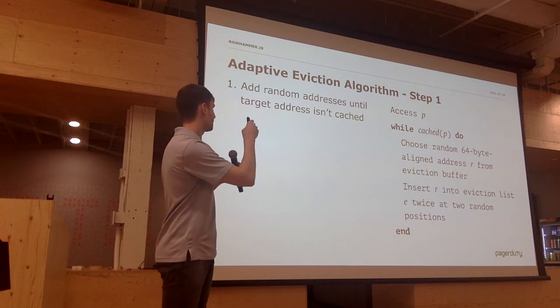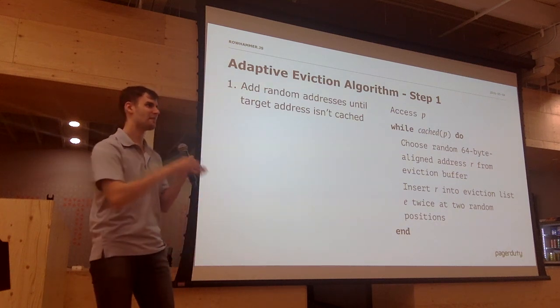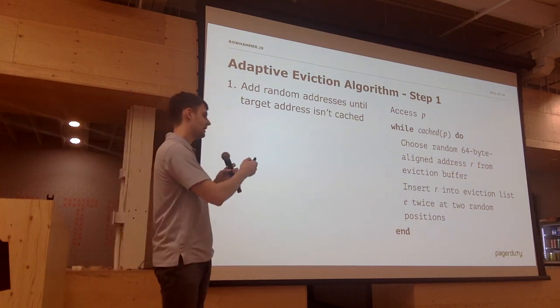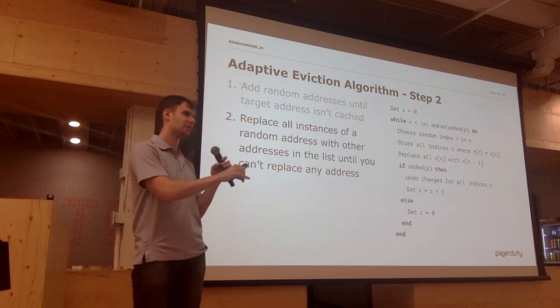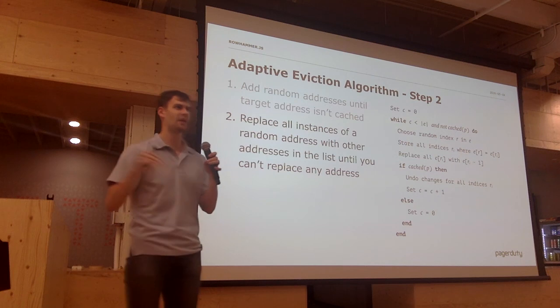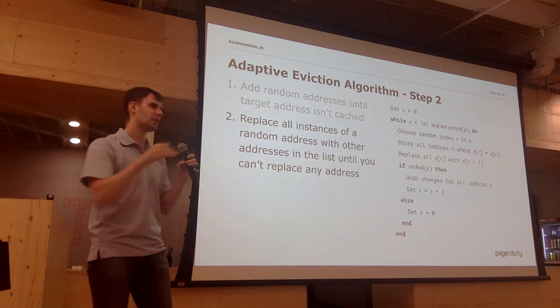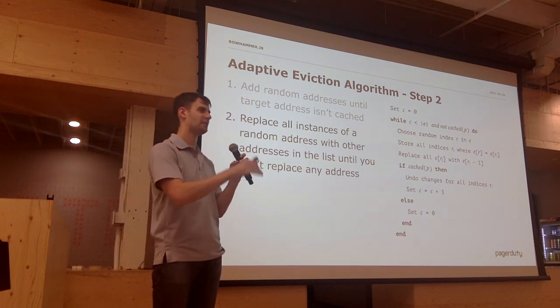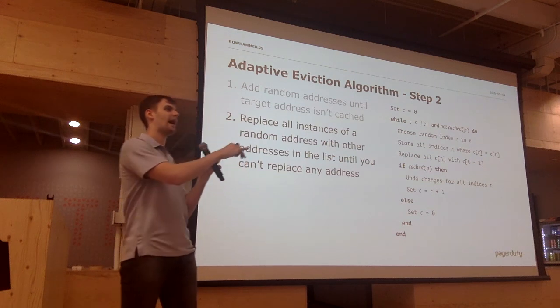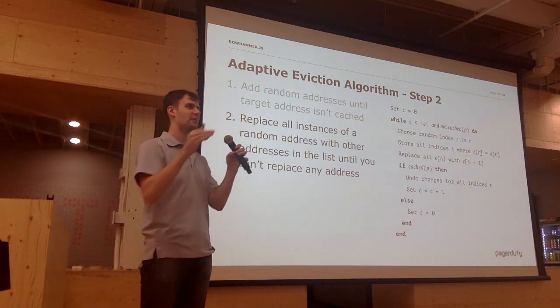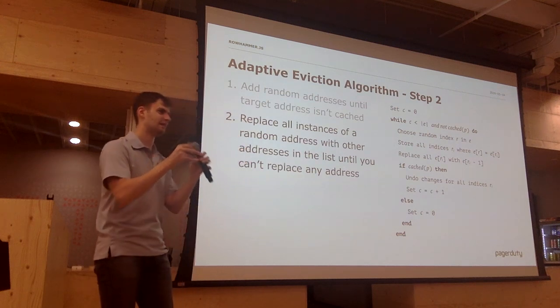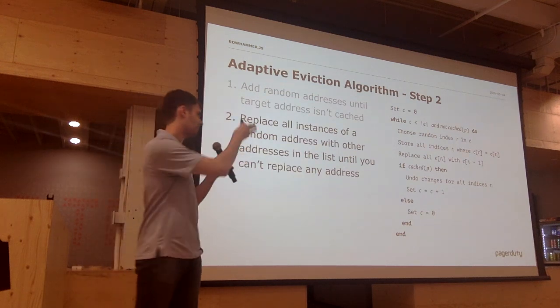So we've added a bunch of addresses until we have so many that accessing them will evict P. The next step is that we've got a bunch of them that are congruent to each other, but we probably have a ton that aren't. So we go through and keep replacing addresses one by one with other addresses from the list, and then try it again, seeing if it's still cached. So we reduce the set of addresses, or list here.